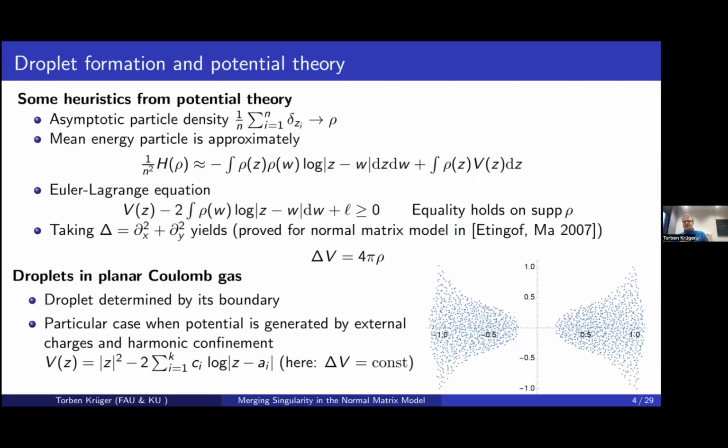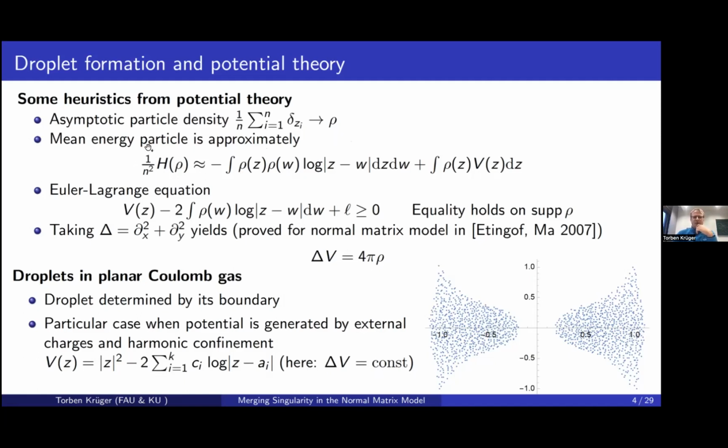And I will give you some heuristics from potential theory to explain that this is also true in more general cases. If you have this particle system, then you have the empirical measure of the particles, and this is supposed to now converge to some density rho in the limit as n tends to infinity. And then, of course, the Hamiltonian, if you properly normalize it, if you remember, was a sum over the logarithmic interaction.